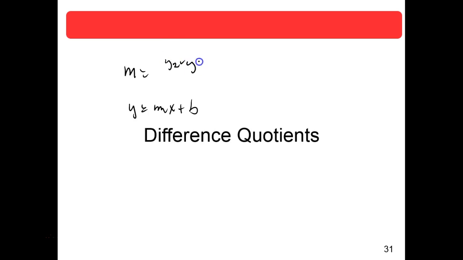y2 minus y1 over x2 minus x1. Okay? Now, the y's are on the vertical axis, the x's are on the horizontal axis, so the change of y's would be your rise, and your change of x's would be the run. This is rise over run, right? That's what slope is. Ringing any bells distantly in the past? Guess what this is?